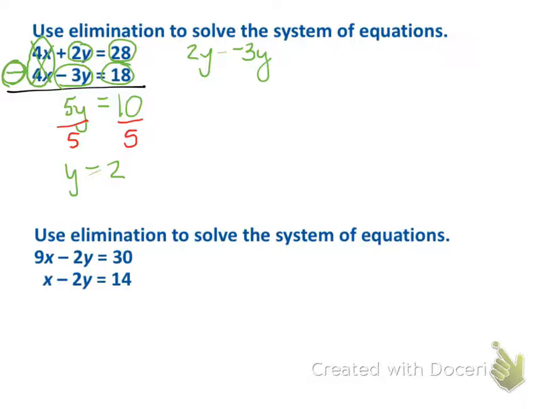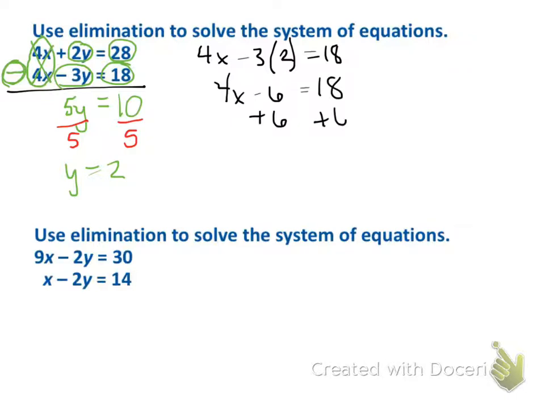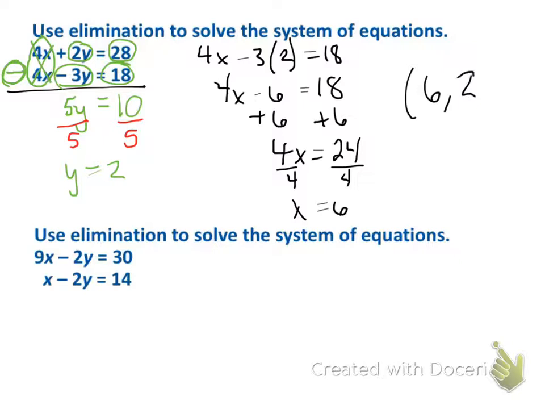I've gone with the top one a lot here. Let's go with the bottom one this time. So we're going to need a little space here. 4x minus 3y, which is 2, equals 18. 4x minus 6 equals 18. Add 6 to both sides. 4x equals 24. Divide both sides by 4. X equals 6. Final answer, 6, 2.